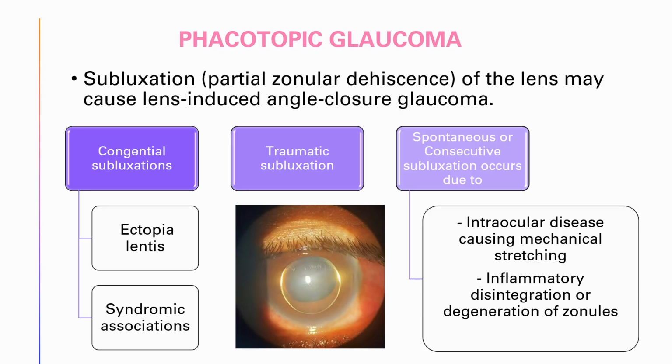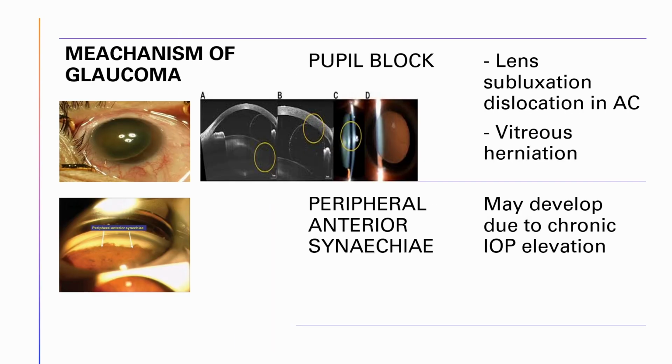Coming to phacotopic glaucoma, it is subluxation or partial zonular dehiscence of lens, which may lead to lens-induced angle closure glaucoma. It can be of subtypes like congenital subluxation, as in ectopia lentis and syndromic associations, traumatic subluxations, spontaneous or consecutive subluxation, which occur due to intraocular disease causing mechanical stretching, and inflammatory disintegration or degeneration of nodules.